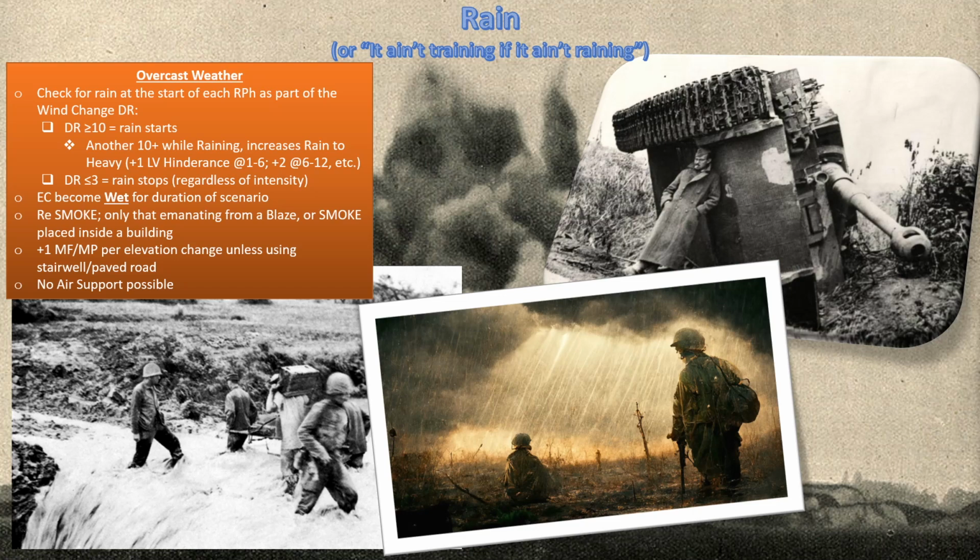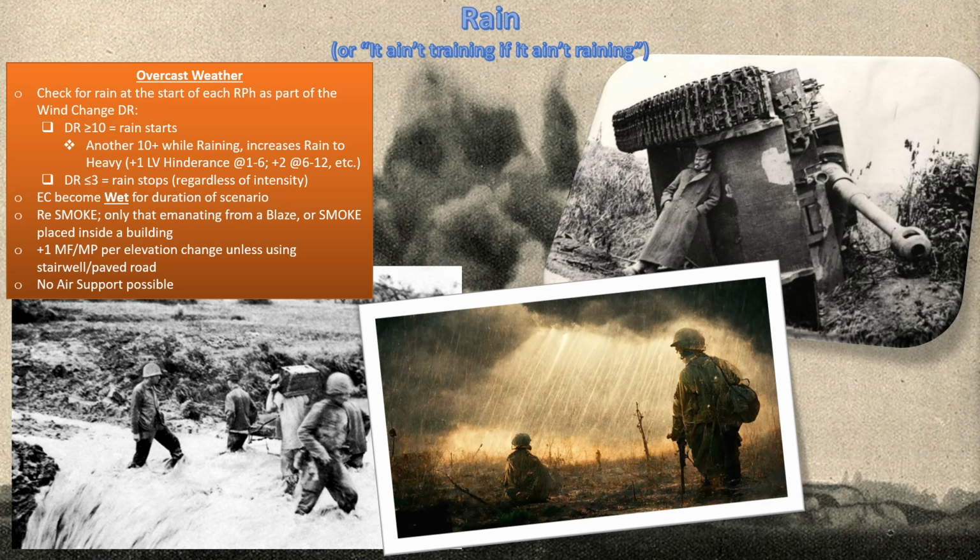The most you can get is heavy rain, in which case you would have a +1 low visibility hindrance between 1 and 6 hexes. You would have a +2 at 6 to 12, and it would increase from there. Again, much like that Kampfgruppe Peiper chart, every multiple of 6, you get an extra +1. Now, regardless of the intensity, if you roll a 3 or 2, the rain will cease. So if it's heavy or if it's normal rain, it doesn't matter, it's going to cease. EC will always become wet for the duration of the scenario following the rain. So even if it only lasts one turn, EC conditions become wet.